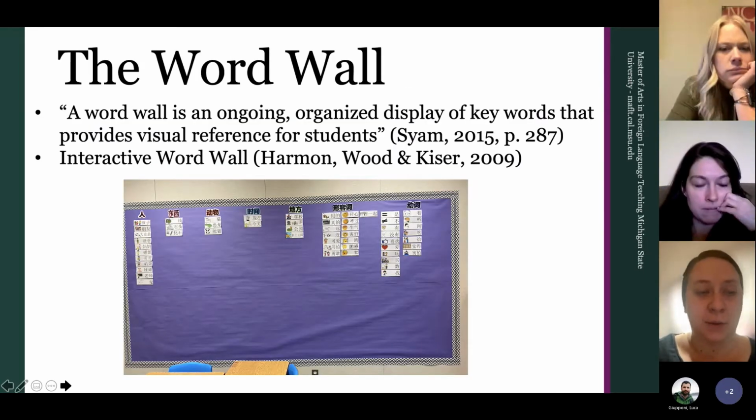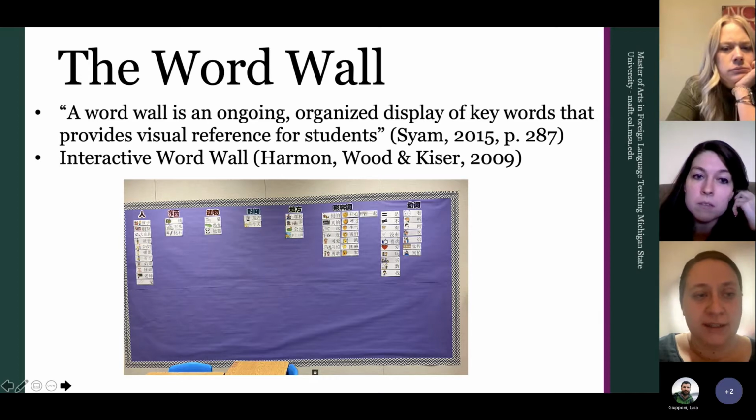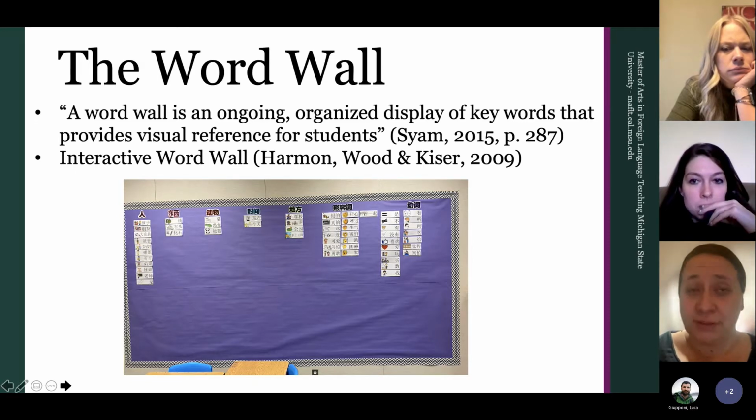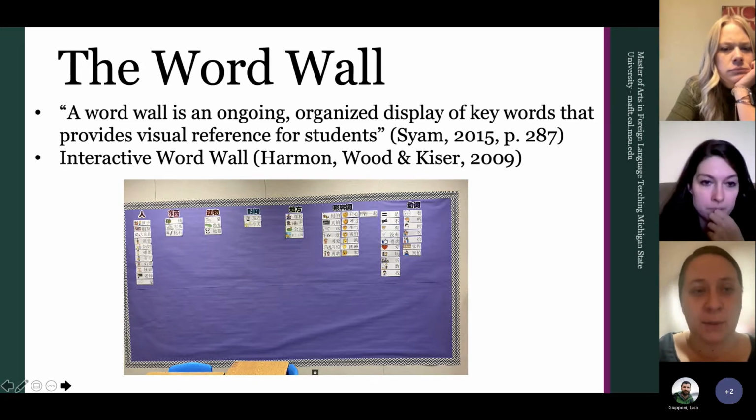So, what is a word wall? A word wall is an ongoing, organized display of keywords that provides visual reference for students. At its most basic, you just print out a vocabulary card or even a flashcard, stick it on the wall.